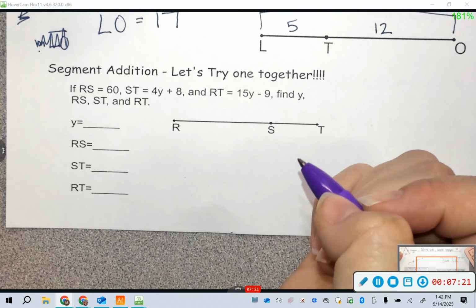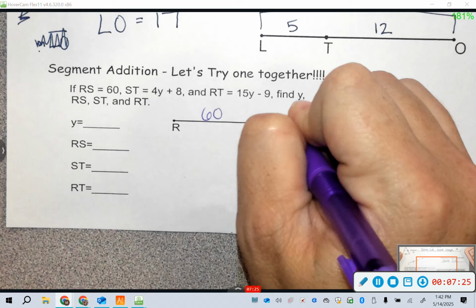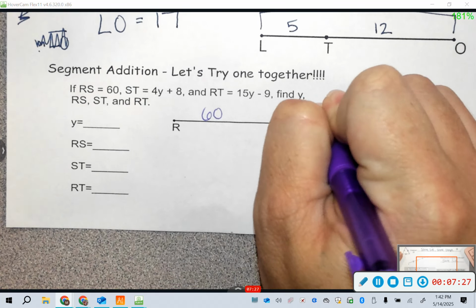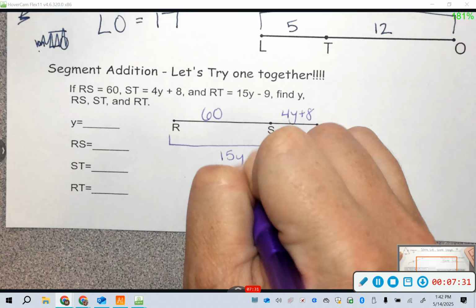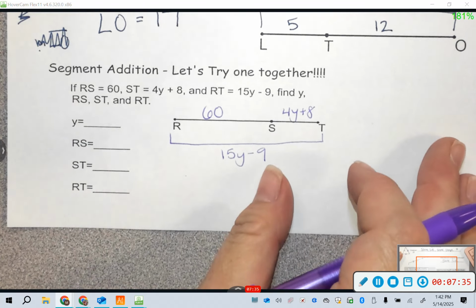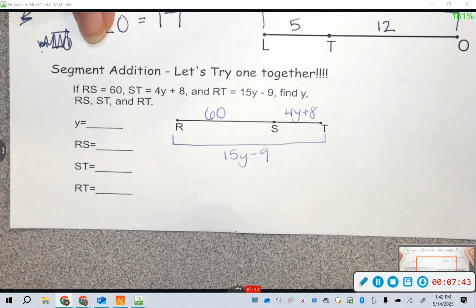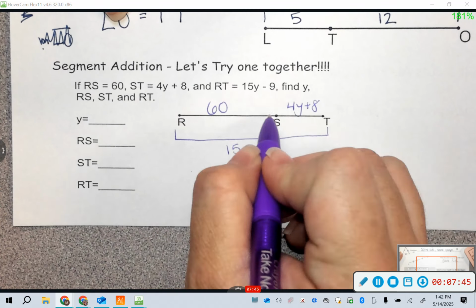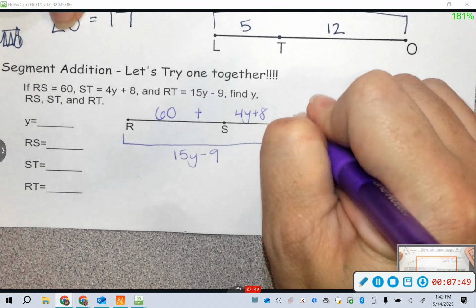Okay, RS is 60. ST is 4y plus 8. And then RT is 15y minus 9. So this is what your label should look like. Just like yesterday, remember I told y'all it had to be labeled and you have to attempt to put the equation together before you ask me any questions. Same concept today. I know that line segment plus line segment equals the whole line. So this plus this equals that.